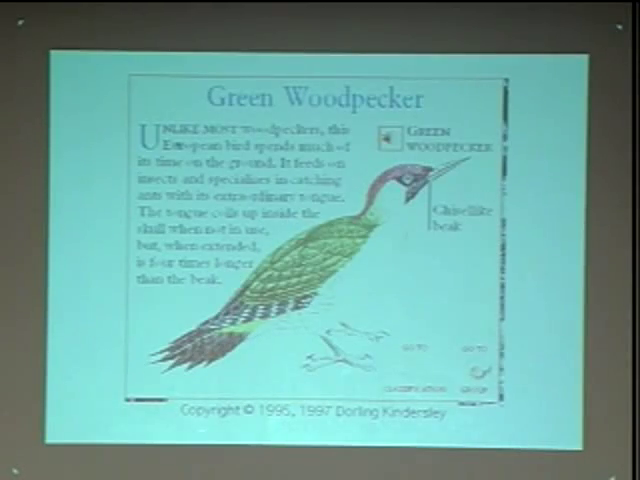The green woodpecker has a chisel-like beak. The green woodpecker is found in Europe. It feeds on insects.